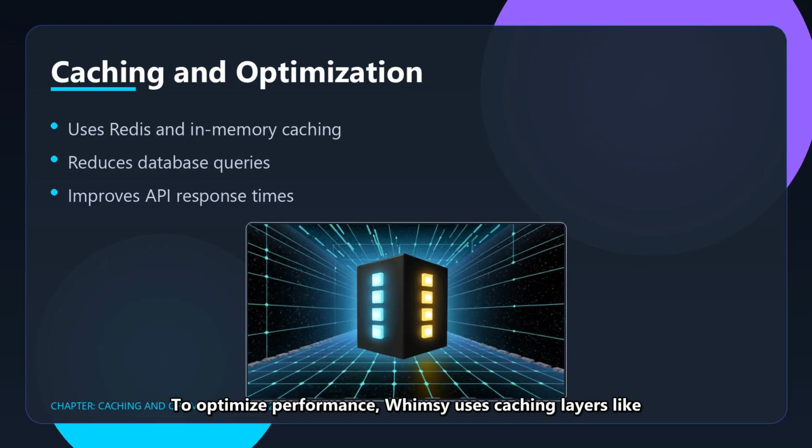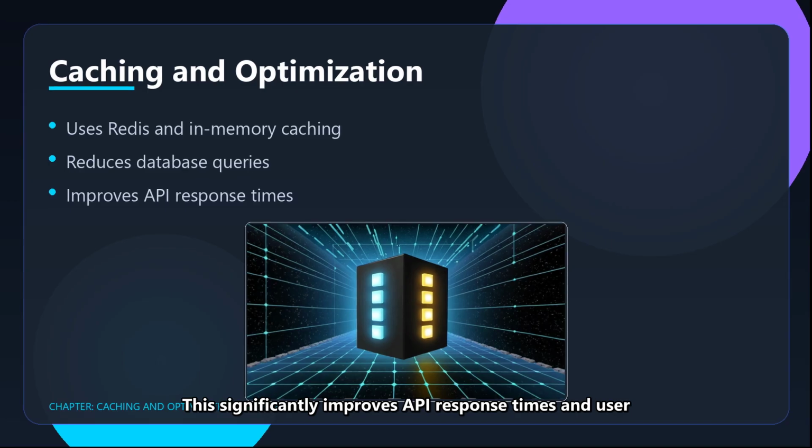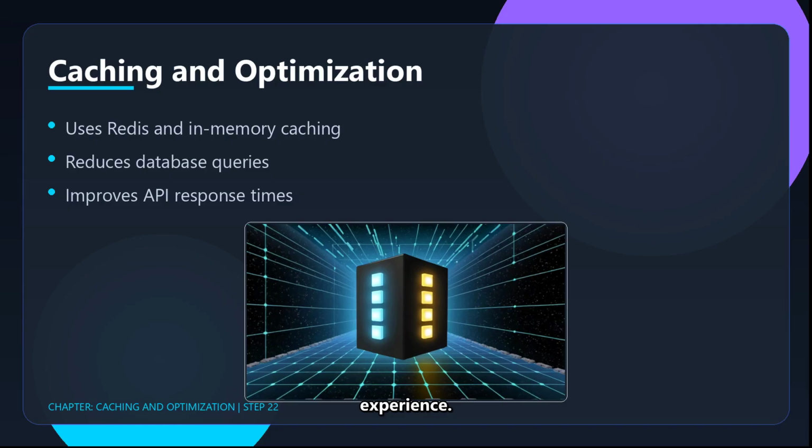To optimize performance, Whimsy uses caching layers like Redis and in-memory storage to reduce database queries. This significantly improves API response times and user experience.